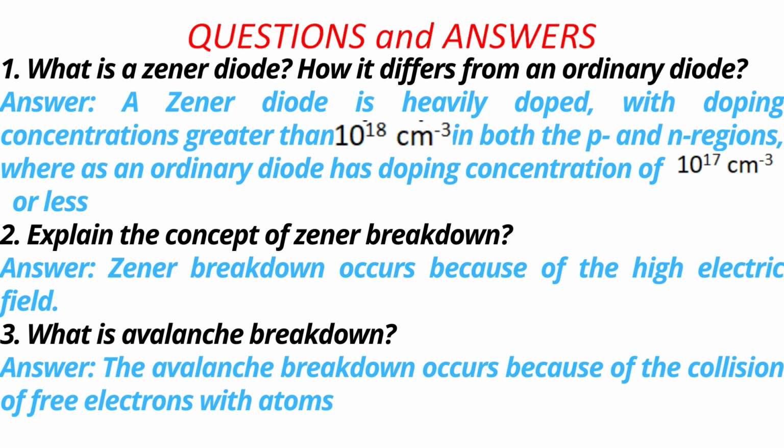Questions and answers. 1. What is a Zener diode? How does it differ from an ordinary diode? Answer. A Zener diode is heavily doped, with doping concentrations greater than 10 power 18 per cubic centimeter in both the P and N regions, whereas an ordinary diode has a doping concentration of 10 power 17 per cubic centimeter or less. 2. Explain the concept of Zener breakdown. Answer. Zener breakdown occurs because of the high electric field.